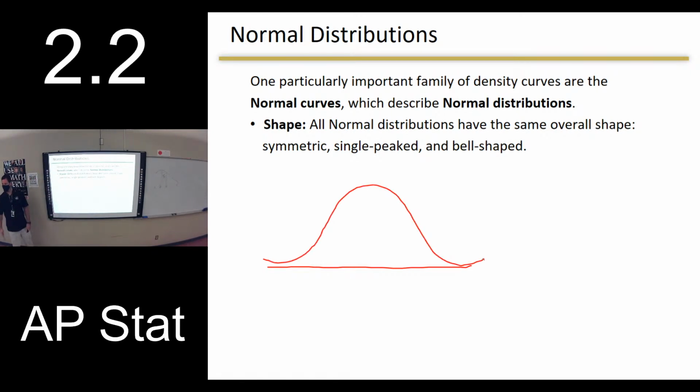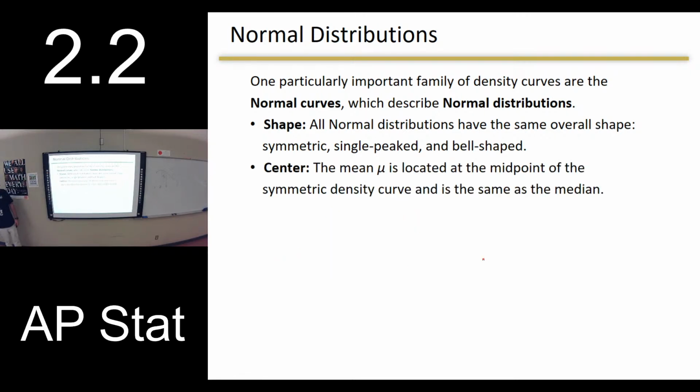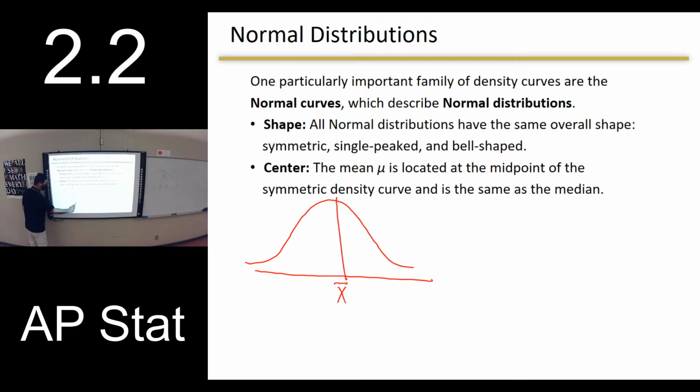Start low, go high, go low. They're symmetric, single peaked, bell shaped. Okay? The mean is usually located at the midpoint. Depends on if we're talking about a sample or the population. The mean is right at the middle.